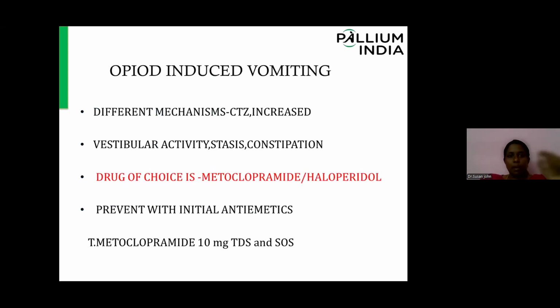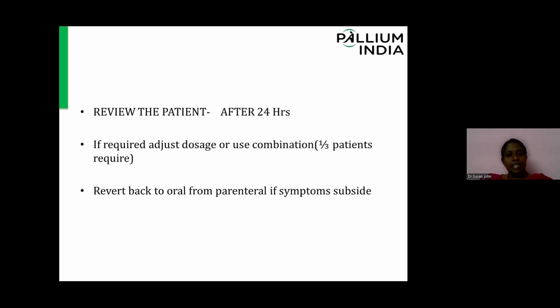So this is something about opioid-induced vomiting. It is a different mechanism. We already told that there is a different mechanism, that is CTZ, and it increases vestibular activity, stasis, constipation. So the drug of choice is metoclopramide or haloperidol. It prevents with an initial antiemetic, usually 10 milligram TDS and SOS.